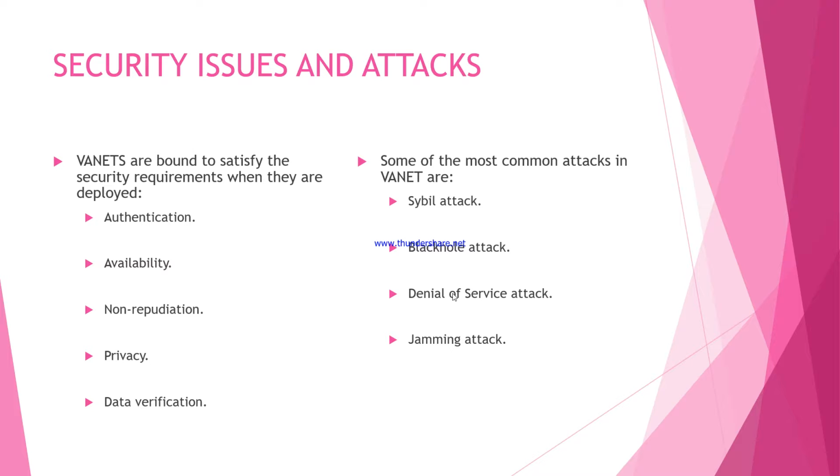Non-repudiation. It means a node cannot deny that he or she transmitted the message. Privacy. The privacy of a node against the unauthorized node should be guaranteed. Data verification. A regular verification of data is required to eliminate the false messaging. Some of the common attacks in VANET are cyber attack, black hole attack, denial of service attack, and jamming attack. Let's see a bit more about denial of service attack.